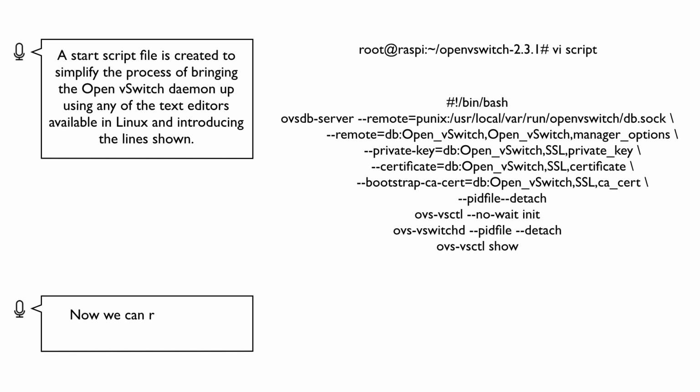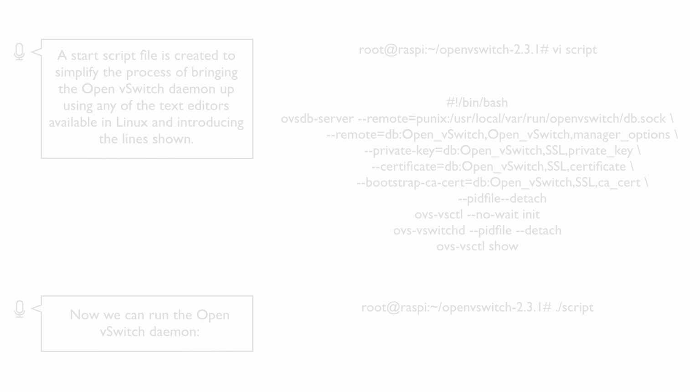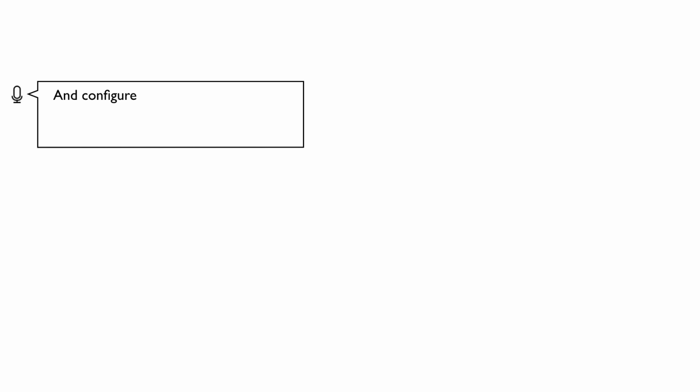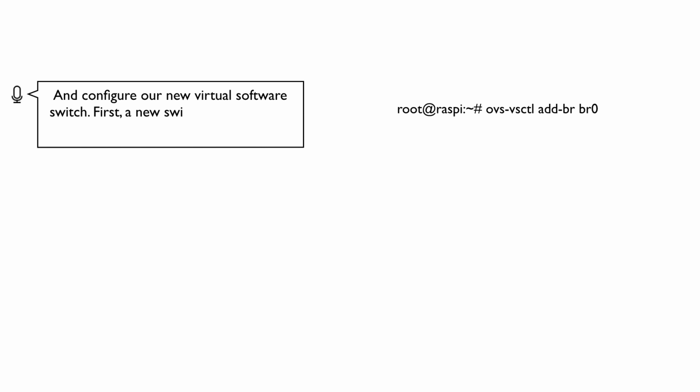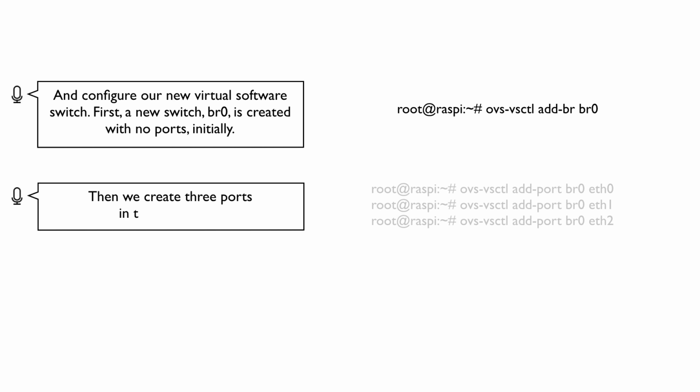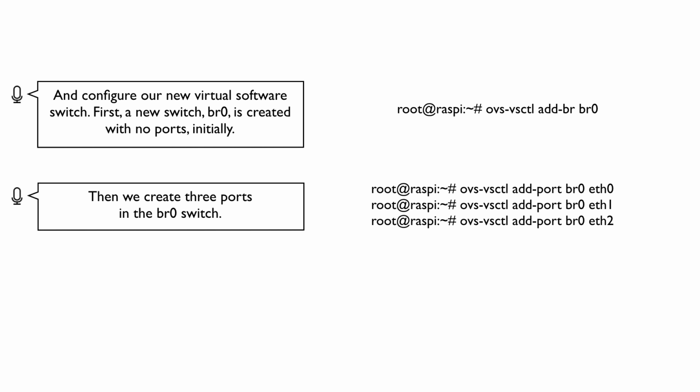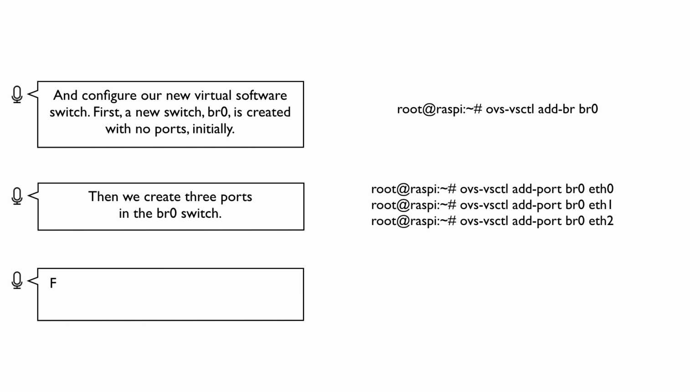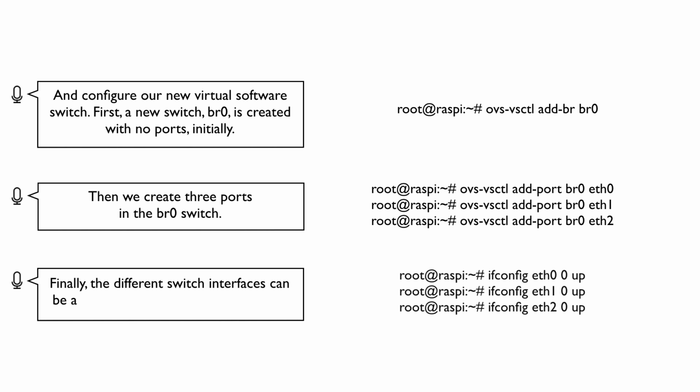Now we can run the Open vSwitch daemon and configure our new virtual software switch. First, a new switch, br0, is created with no ports initially. Then we create three ports in the br0 switch. Finally, the different switch interfaces can be activated by the ifconfig command.